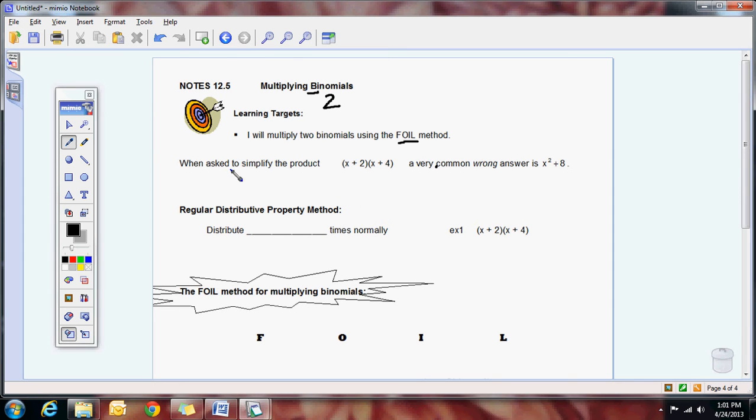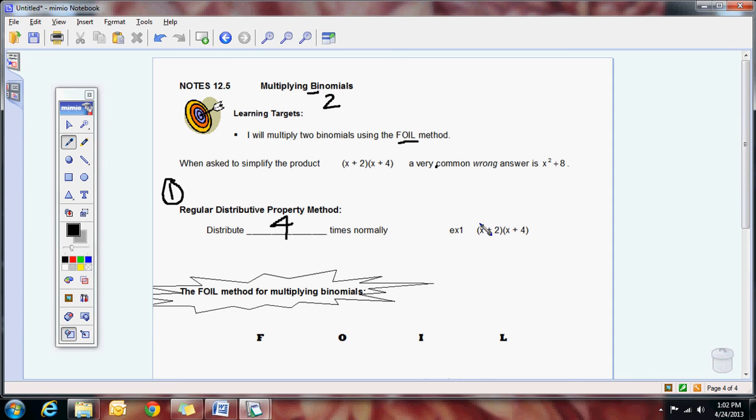The first thing you need to know is that when multiplying a binomial times a binomial, a very common wrong answer is x squared plus 8, because a lot of people just do x times x and then 2 times 4. In truth, you have to actually distribute 4 different times. One method is the regular distributive property. A lot of people only do 2, and that's where the mistake comes in.